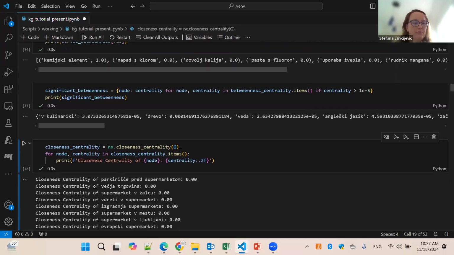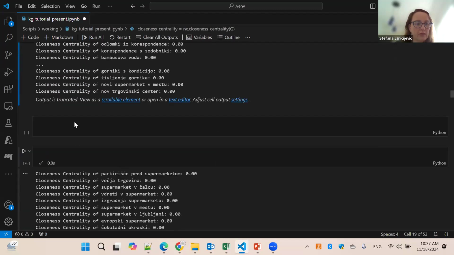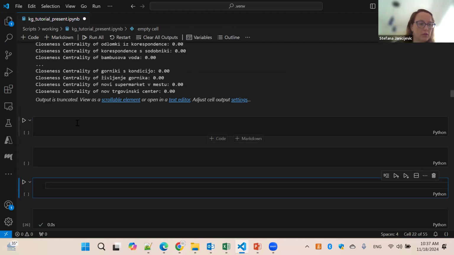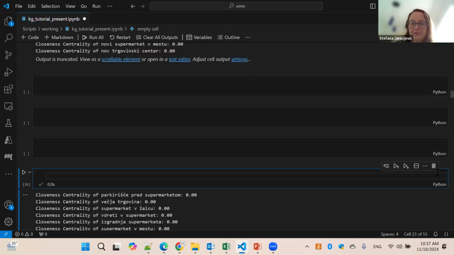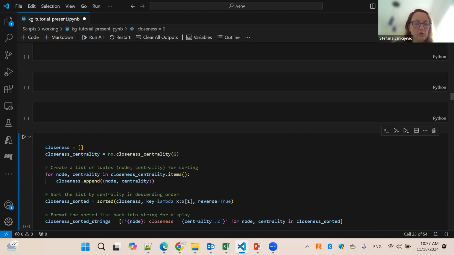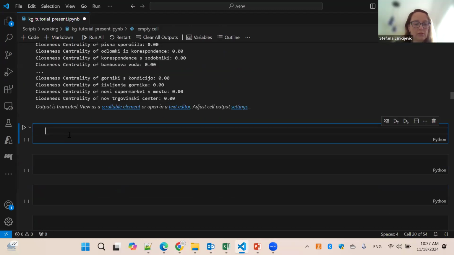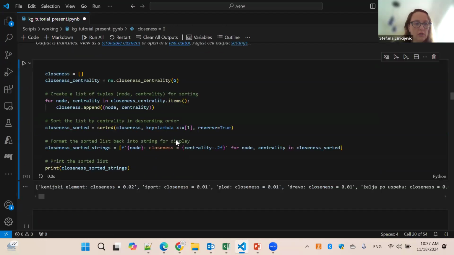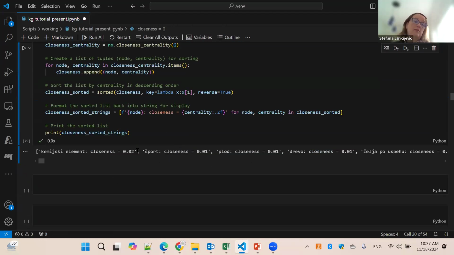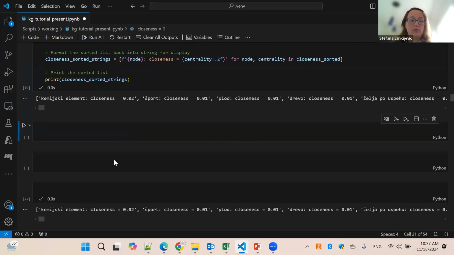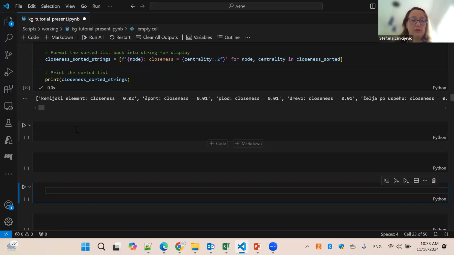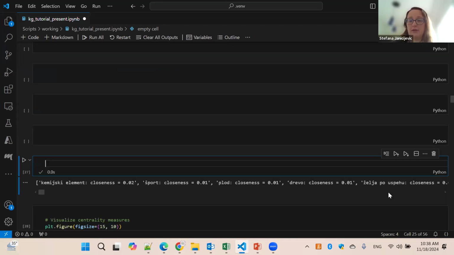And if we want to sort and to find the best in closeness, about closeness centrality, again, chemistry elements, sport, plot, I mean, chemical elements, sport, yield, tree are probably higher and more significant.